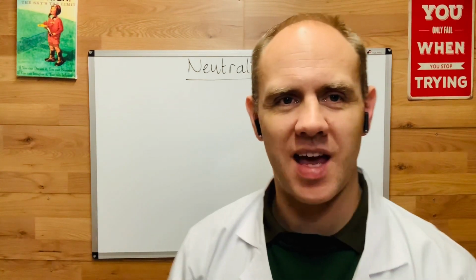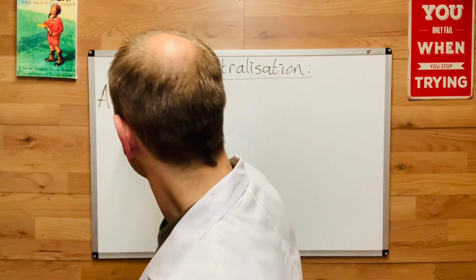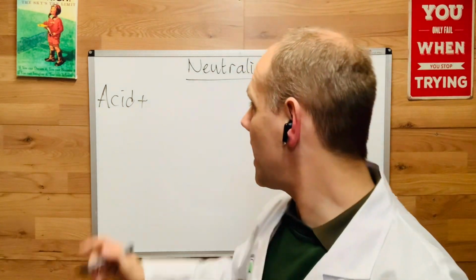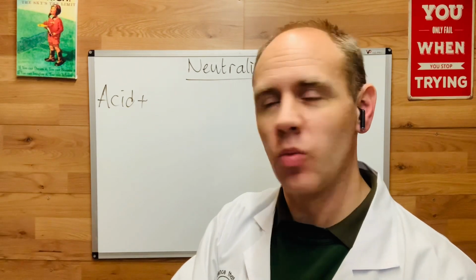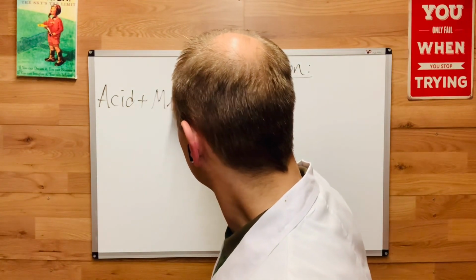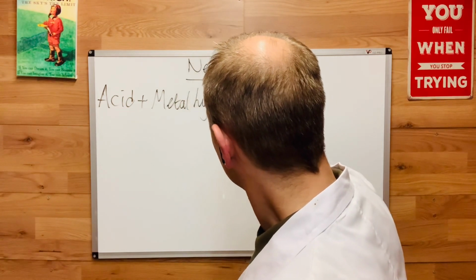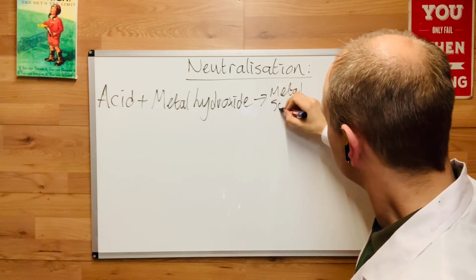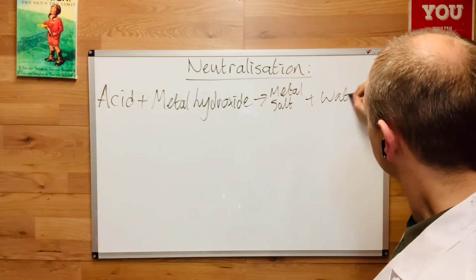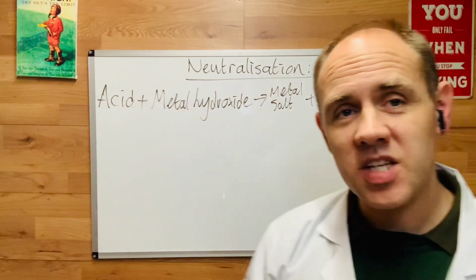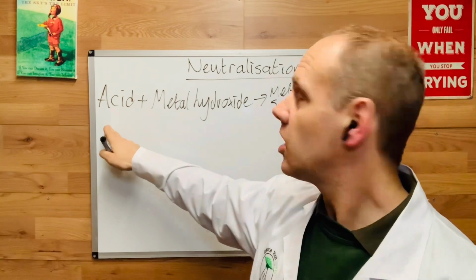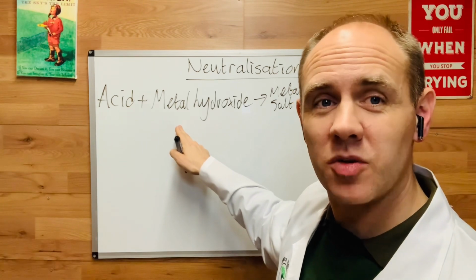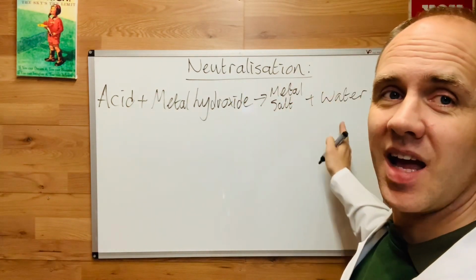So you always start off with the acid. If we add an alkali to it, like a metal hydroxide, we end up with a salt and we end up with water. An example of this would be sulfuric acid with magnesium hydroxide to create magnesium sulfate and water.